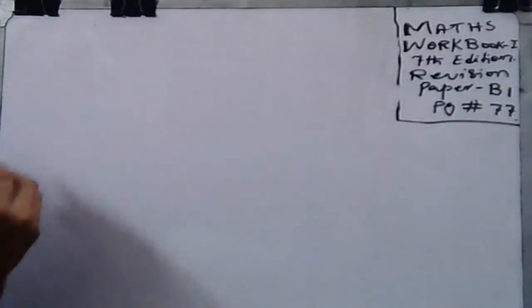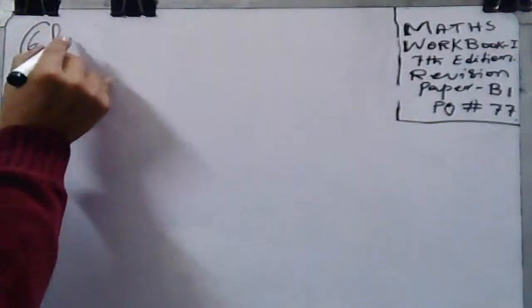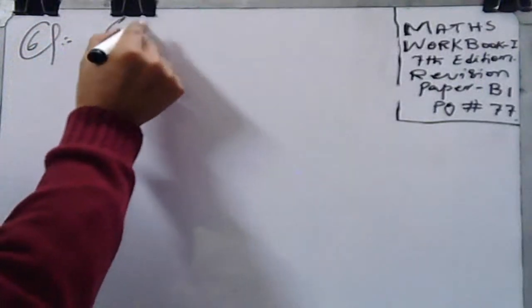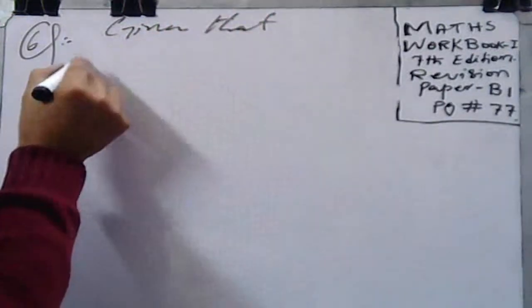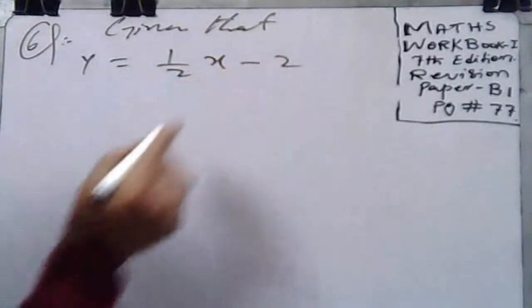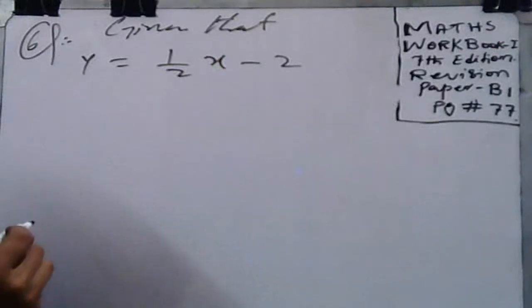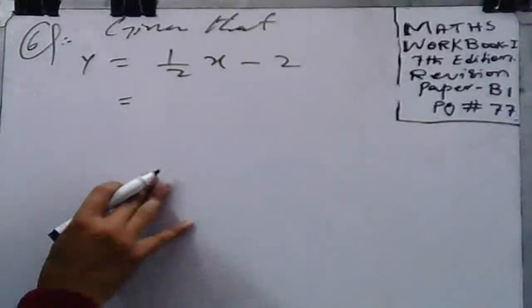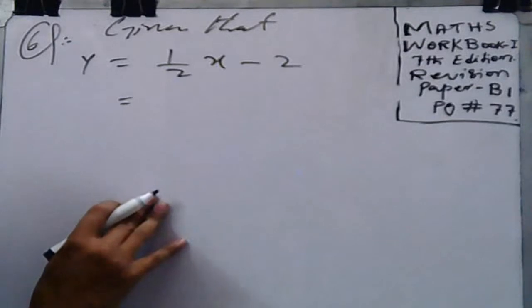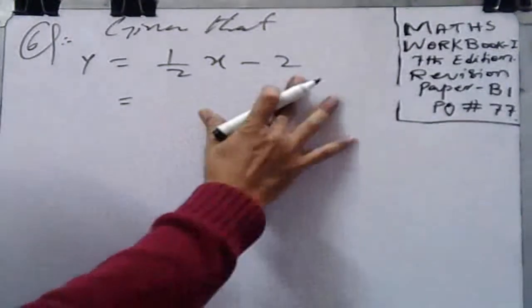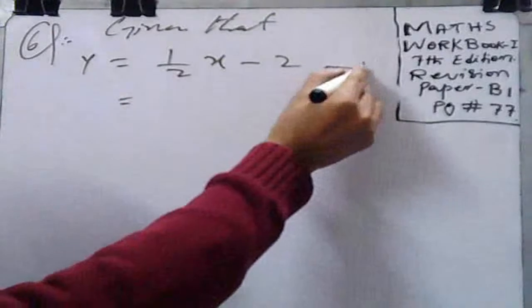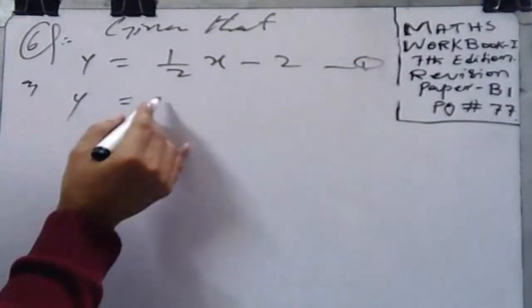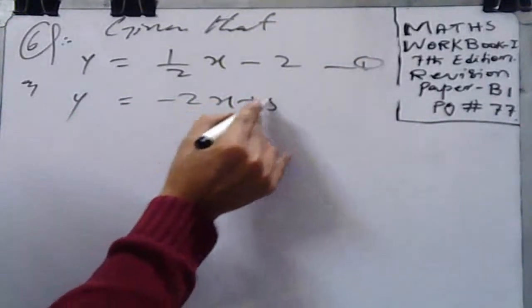Question number 6. Given that y is equal to half x minus 2. So by taking LCM, you will get another equation. We have been given two equations. One equation is y is equal to this one, and the second equation is y is equal to minus 2x plus 5. So that is your second equation.